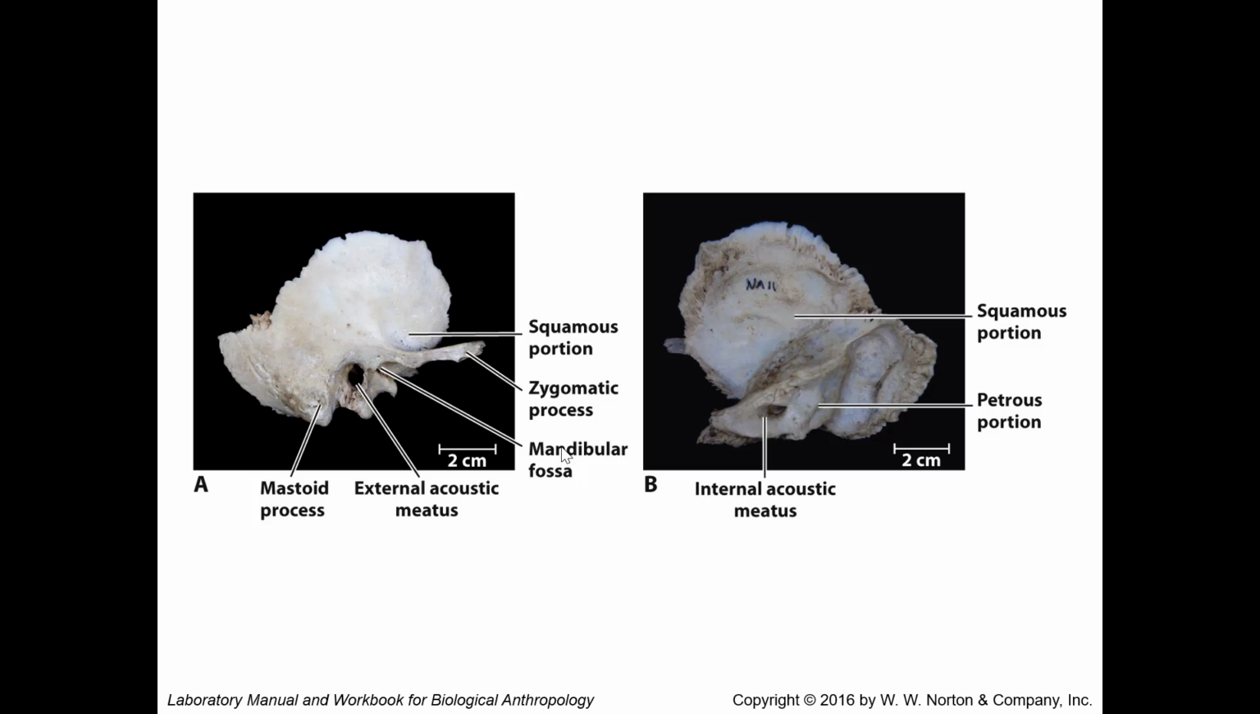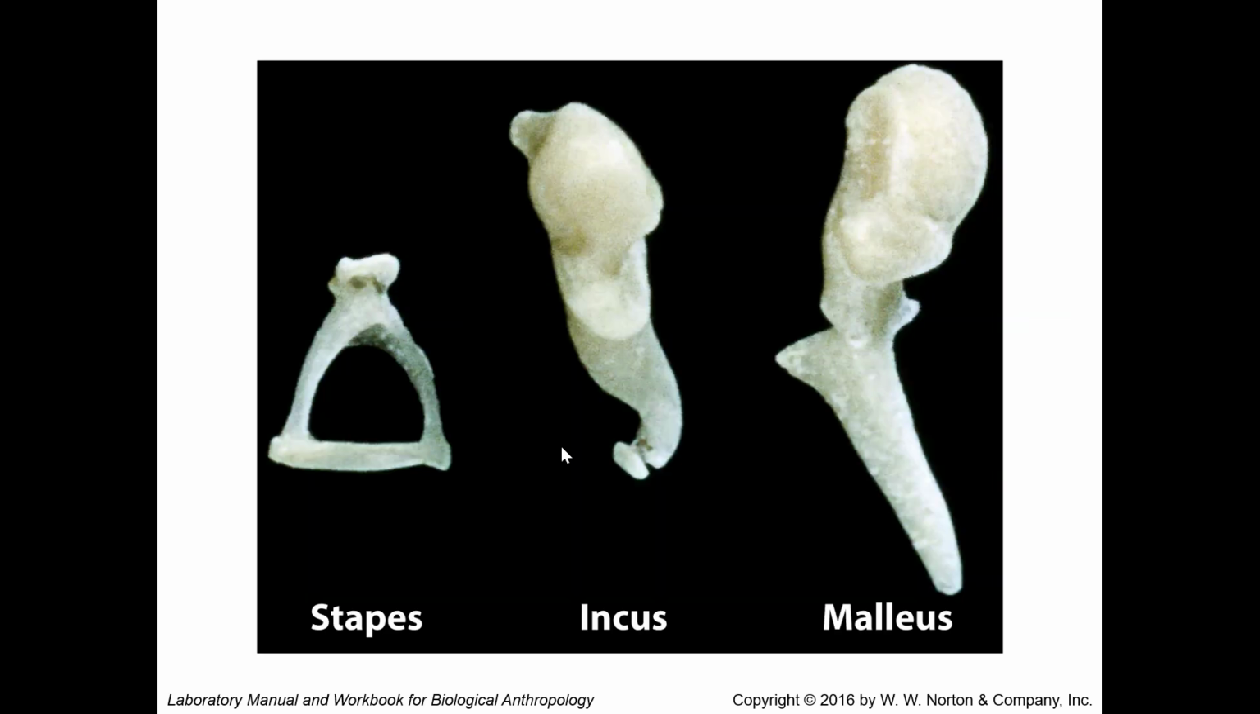Here's another view, both the ecto and endocranial surface of the temporal bone. Now we're looking at the malleus and the incus and the stapes, right? They are very, very small. This is magnified quite a bit. Again, they are the smallest bones in our body.